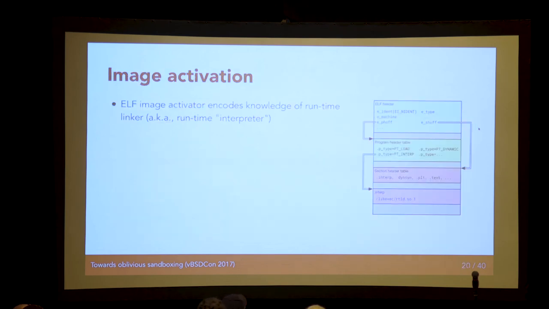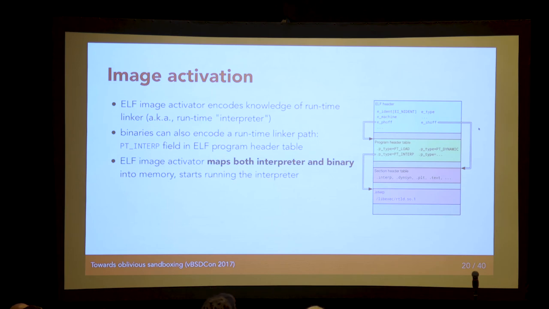All right, but the way that particular function works is that the ELF image activator says, well, here's a binary that you want to run. I know how to interpret an ELF binary. Well, I know how to find the runtime linker, which in ELF parlance is the runtime interpreter. The binaries actually encode a runtime linker path. They say, please exec me with /libexec/ld-elf.so.1, et cetera, through a field in the program header table. And then the ELF image activator is the thing that's going to take the interpreter and the binary, and map them both into a process.